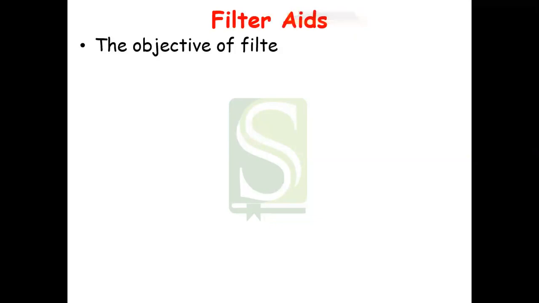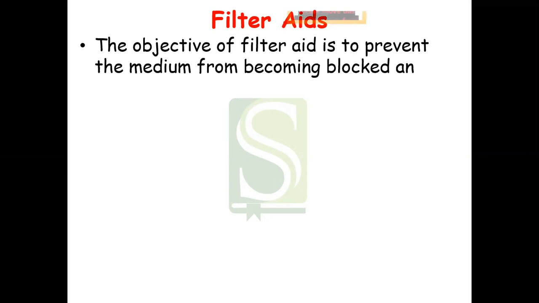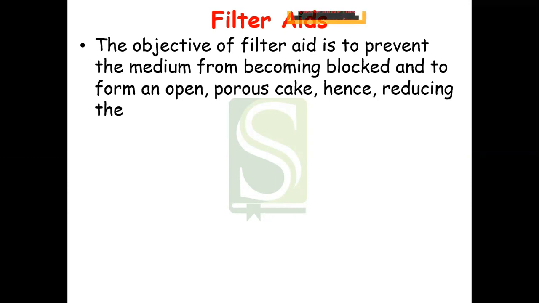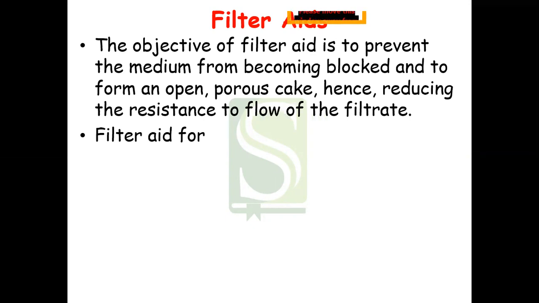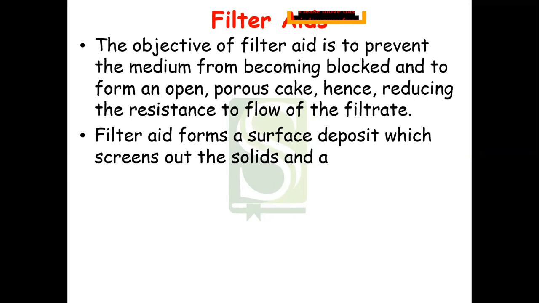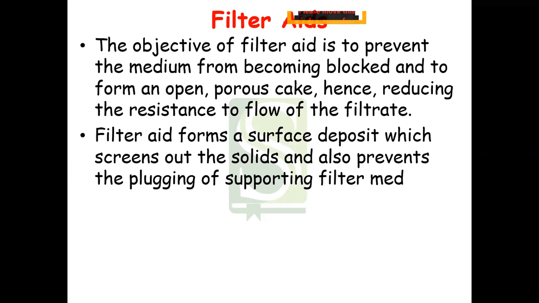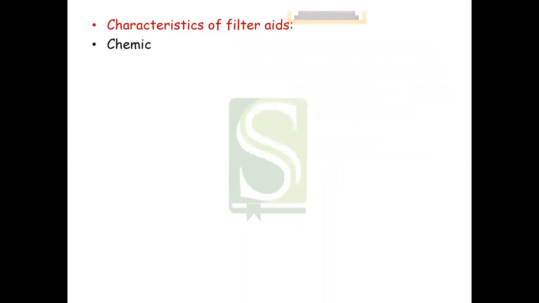So the objective of filter aid is to prevent the medium from becoming blocked and to form an open porous cake. Hence this will reduce the resistance to flow of the filtrate and the process of filtration will be carried out smoothly. Filter aids form a surface deposit which screens out the solids and they also prevent the plugging of supporting filter medium. Now let us see the characteristics of filter aids.